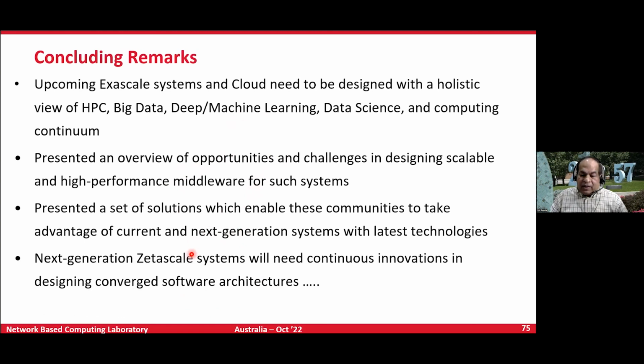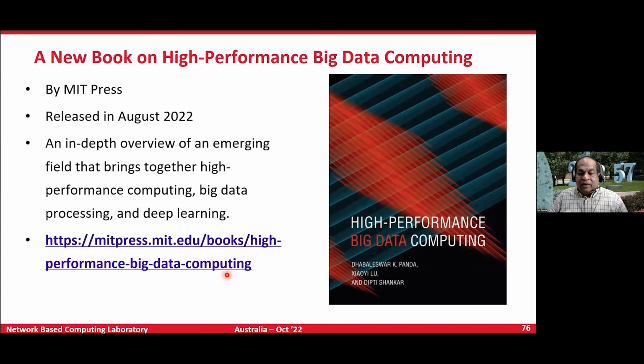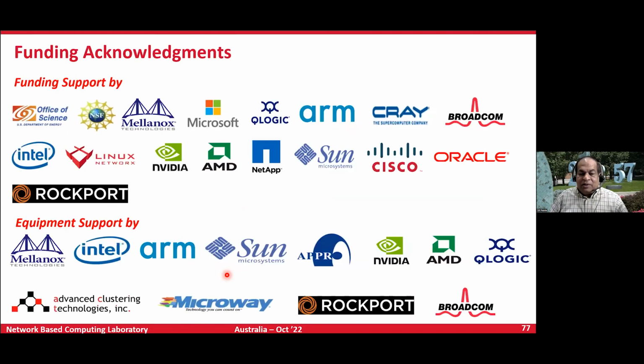And as we see, newer and newer technologies are continuously coming, and of course, it needs continuous innovation. That's what we've been doing in my group for the last 30 years. And this is just a shameless advertisement: since we have done a lot of big data and high performance computing work, in August, just last month, a new book has come out by MIT Press. It shows how these fields are coming together, where the state of the art is, what the solutions are, and what the next set of challenges are. So if you are interested in this field, please feel free to take a look at this book.